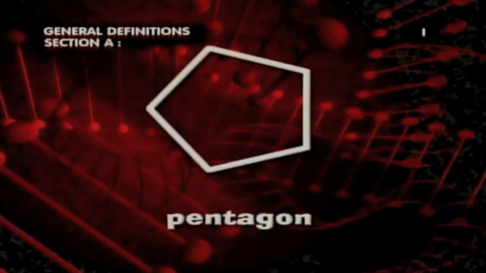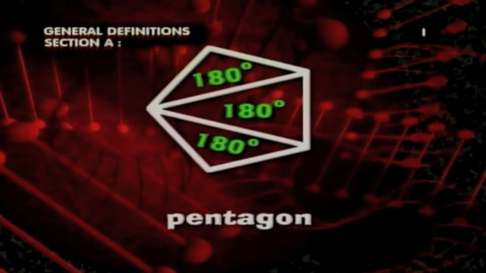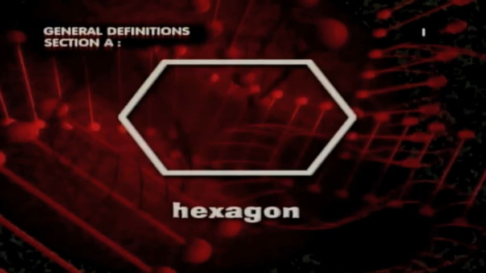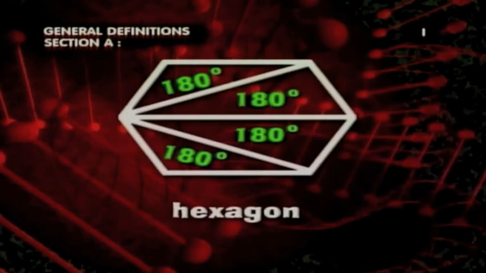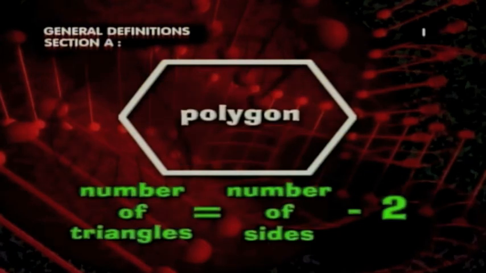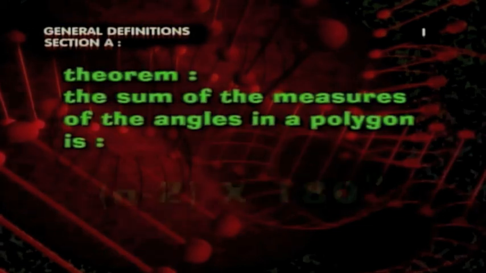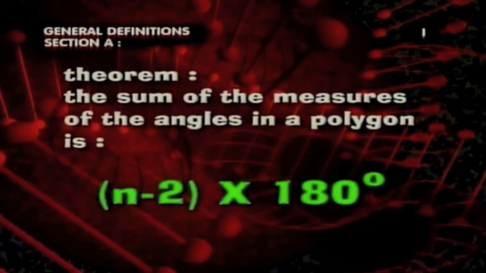Let's try a pentagon. We can divide it into 3 triangles. So the sum of the measures of its angles is 180 degrees times 3, 540 degrees. How about a hexagon? We can divide it into 4 triangles. There's a simple pattern developing. The number of triangles a polygon can be divided into is always 2 less than the number of sides. So, our theorem is the sum of the measures of the angles in a convex polygon with n sides is n minus 2 times 180 degrees.